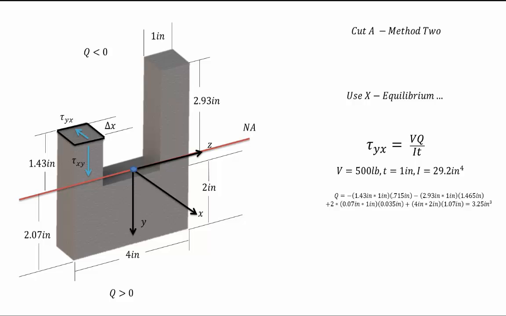Now we're going to drop below the neutral axis and add the positive terms. We have two sections that are 0.07 inches by 1 inch, and their centers are 0.035 inches away from the neutral axis. We also have the larger section that is 4 inches by 2 inches that has its center 1.07 inches away from the neutral axis. When we add all these together, we get that Q is equal to 3.25 inches cubed. In our tau equation, we put in all of these numbers and we find that tau yx is roughly equal to 56 psi, and that tau yx is equal to tau xy. As we saw before, this value for tau is just about the same as it was for the other section. In fact, it is the same.